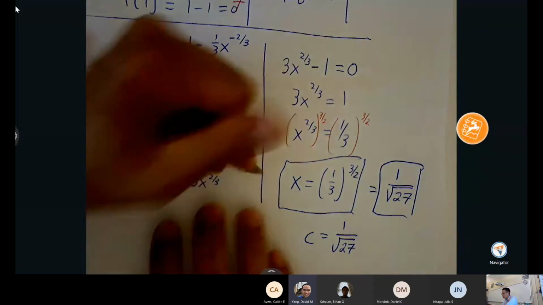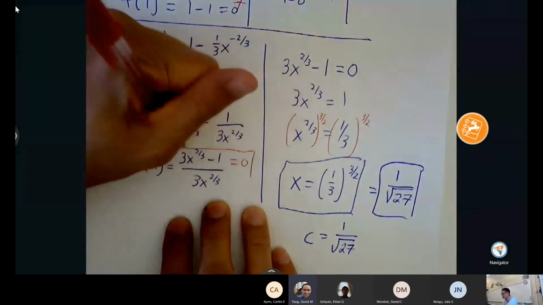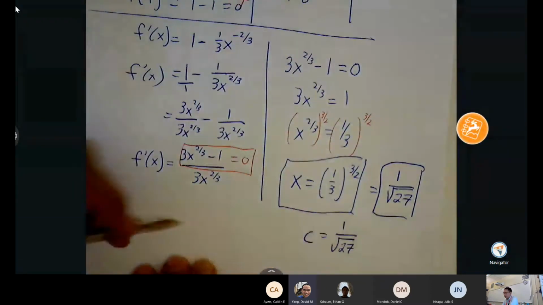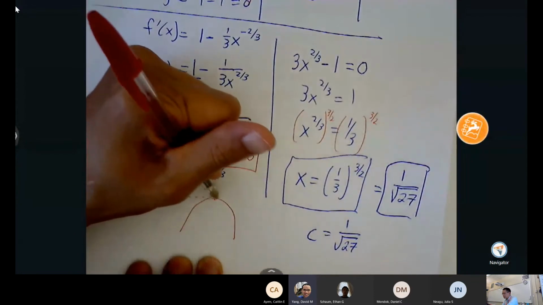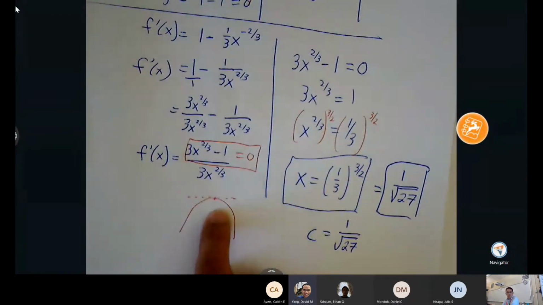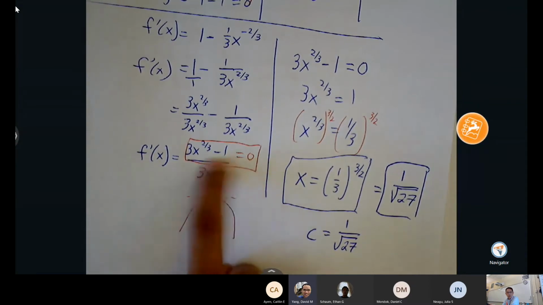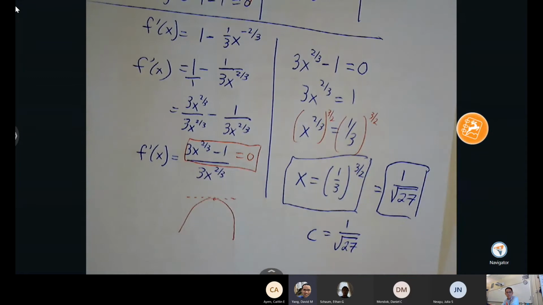So notice with Rolle's theorem, we're only setting the numerator equal to 0 because we only care about slope 0. We just want to know where something like this occurs on the graph. We don't really care about where the slope is undefined. We want to know where the slope is 0. So that's only going to come from the numerator of our derivative.